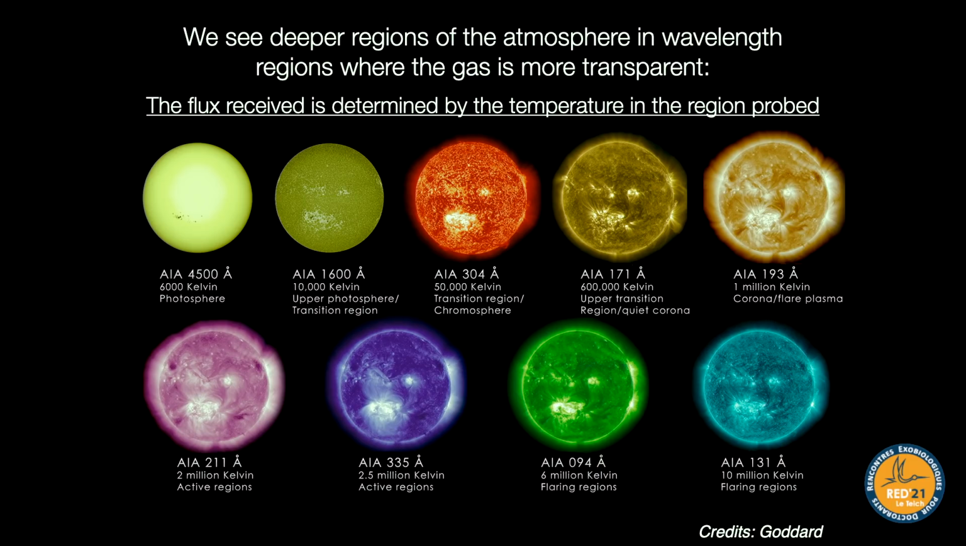That's why when you go towards the UV, the atmosphere is more and more opaque, and so you see regions that are higher and higher in the atmosphere, and that's why you see this temperature increasing a lot. That's how you probe the atmosphere of the Sun.